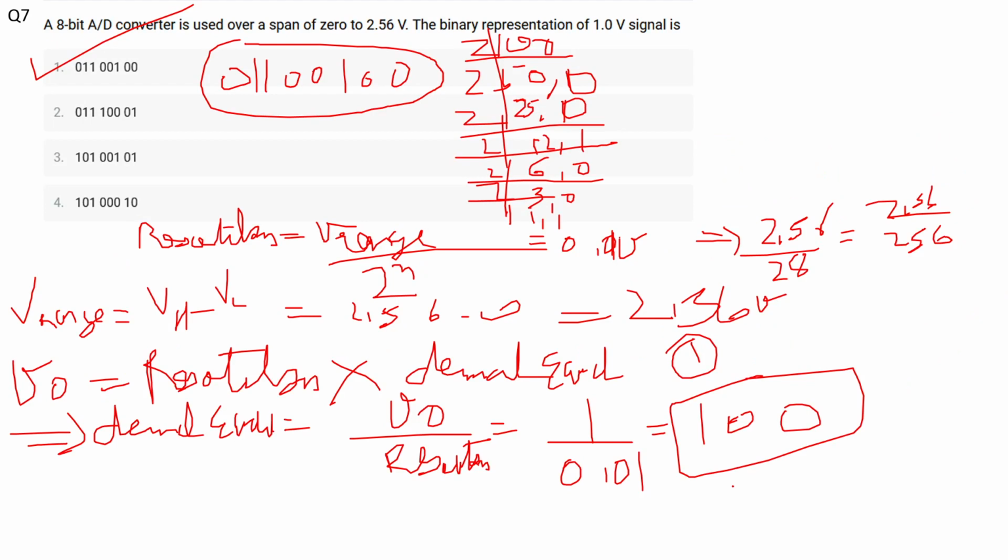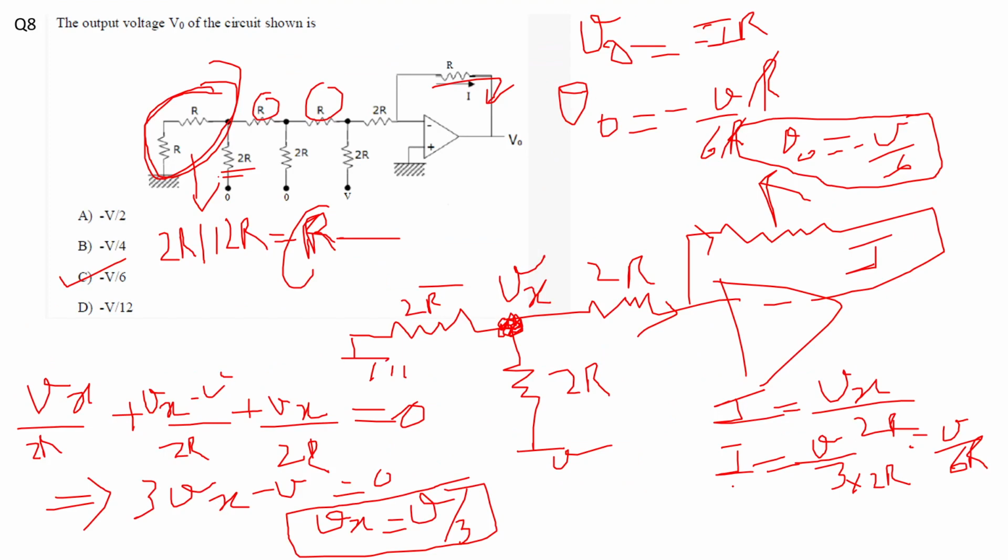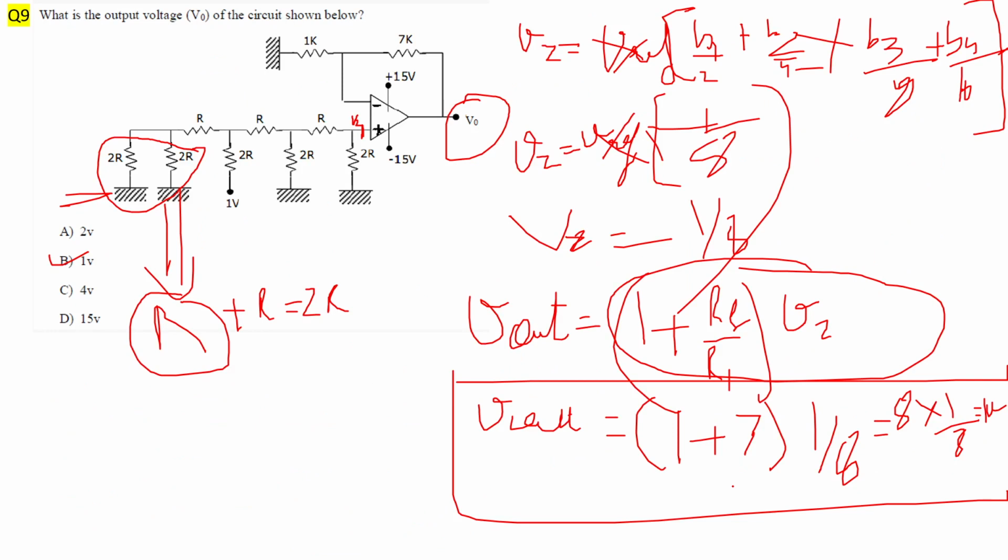So this was again a question based on the converter where a full scale output voltage was given and you just needed to figure out what will be the digital output for the binary representation of 1 volt. This was a question based on the R2R DAC. Here I showed using circuit analysis how you can get the output voltage. This was also based on this R2R DAC where I showed two ways of solving it.